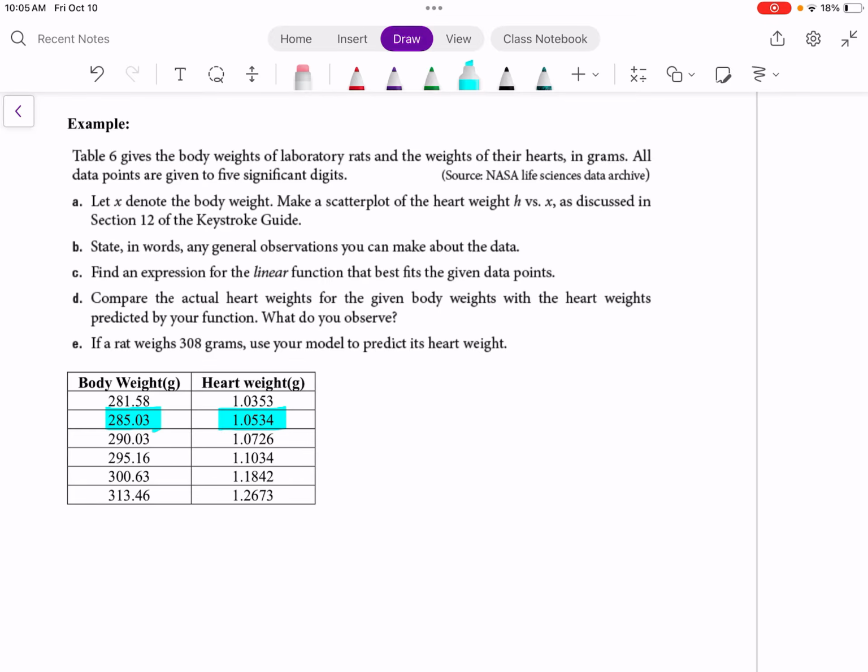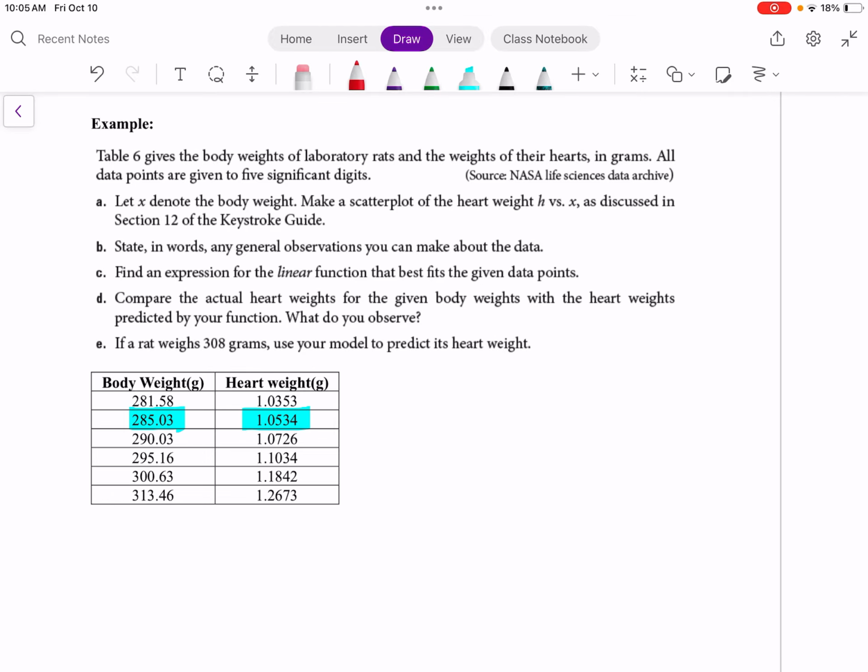So let's call our body weight the input, and let's represent our input by x. Our heart weight is our output. And what variable do we use for output? It's y in general. But if you want to call any other variable, it's fine. But in general, we have x for input and y for output.